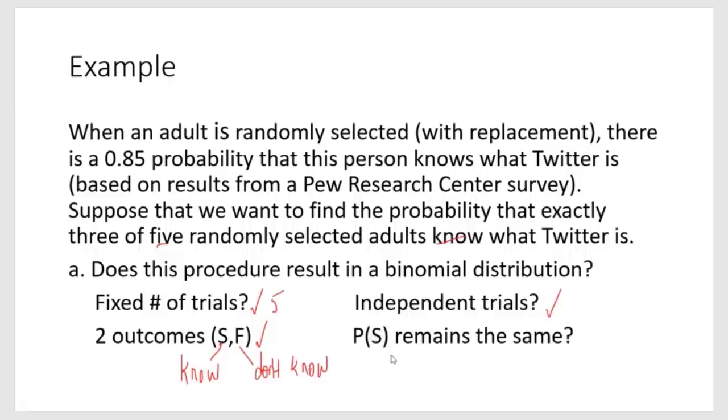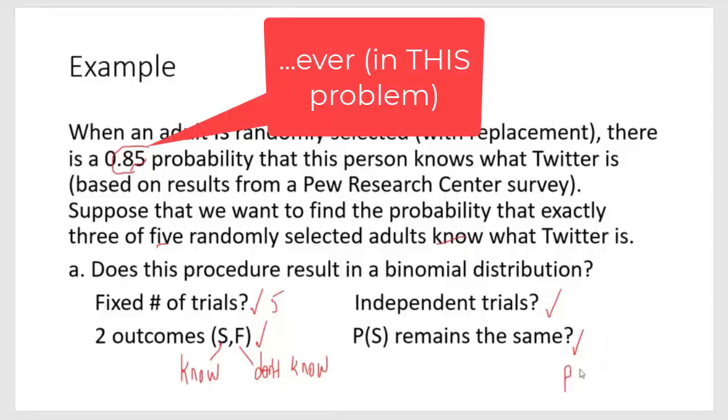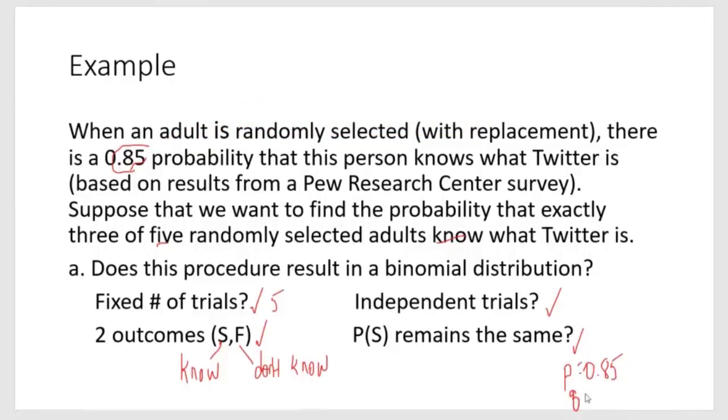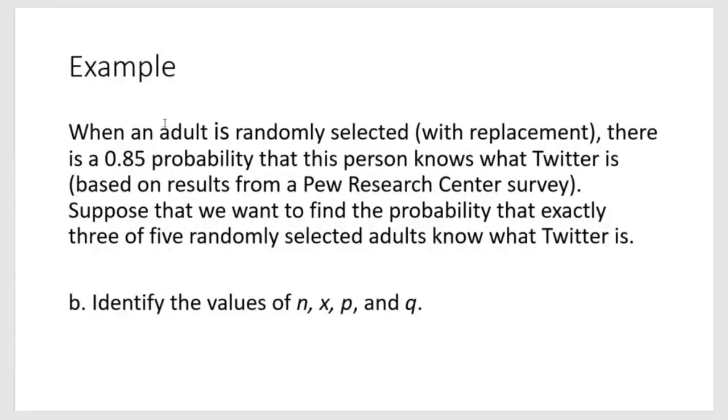Does the probability of having a success remain the same every single time? Yes, it said that there's an 85% chance that a person knows what Twitter is, and that is not going to change ever. So the probability that they know what Twitter is going to be 0.85. And by the way, that indicates that the probability they don't know what it is is 0.15. So this one is going to fit a binomial distribution.